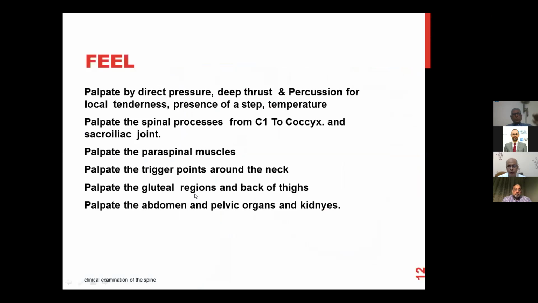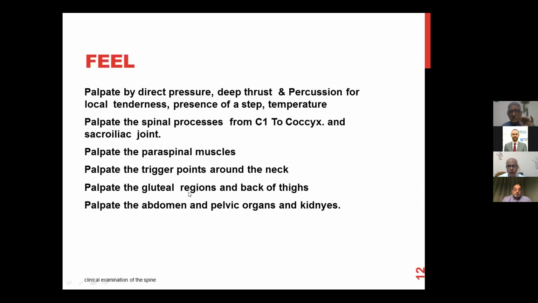We proceed to palpation, or feeling, palpating via direct pressure, deep thrust, and percussion for local tenderness, the presence of a step, and temperature. We palpate the spinous processes from C1 to the coccyx. Methodically, we start from the top, gently and firmly compressing the spinous processes, the paraspinal muscles, and the transverse processes on the sides, proceeding gradually downwards. We note where the tender point is and whether there is a step or not.